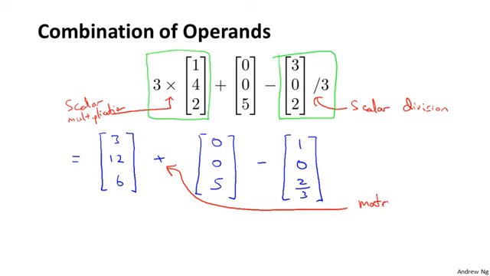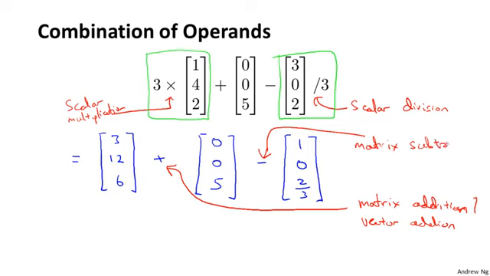Just to make sure we understand what's going on here, this plus symbol is matrix addition. Since these are vectors, and remember vectors are special cases of matrices, we can also call this vector addition. And this minus sign here is again matrix subtraction. But because this is really a 3 by 1 matrix, which is actually a vector, we can call this vector subtraction as well.